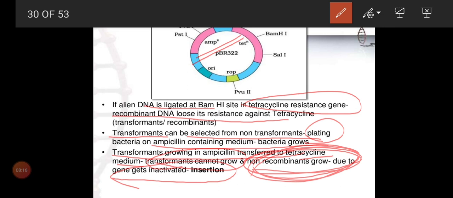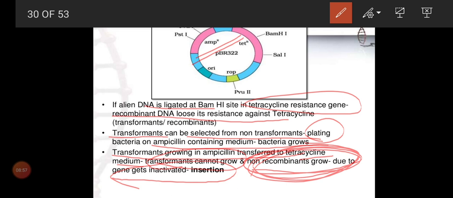Non-recombinants will grow on the medium containing both the antibiotics. Clear, children? When we remove tetracycline, the pBR322 recombinant DNA won't grow in the tetracycline-containing medium. But imagine we are using a non-recombinant without any gene removed, meaning both antibiotic resistance genes are in the plasmid only. So this plasmid-containing bacterium will grow in both ampicillin and tetracycline containing medium.